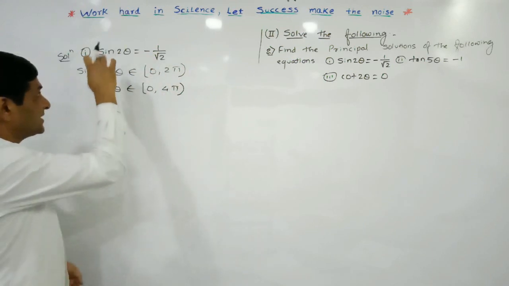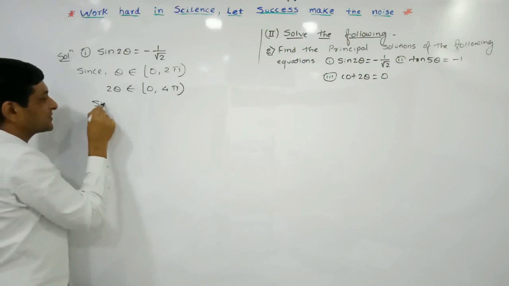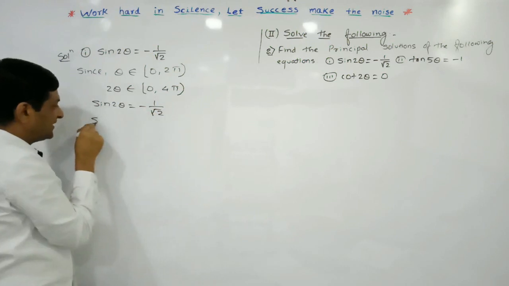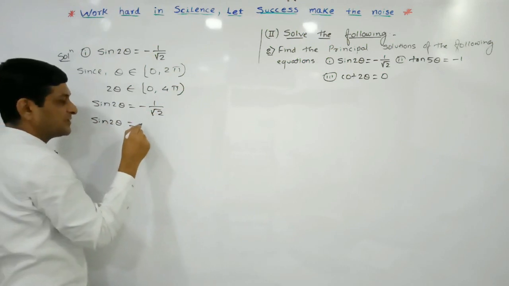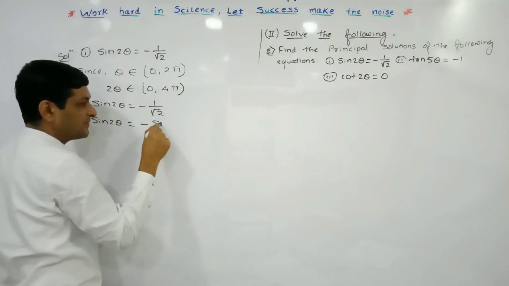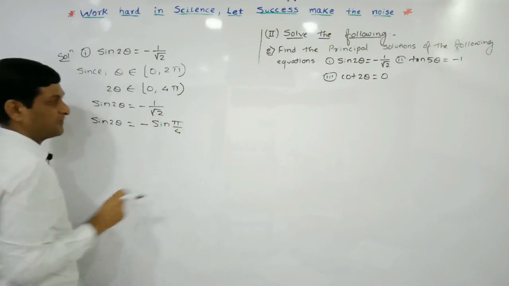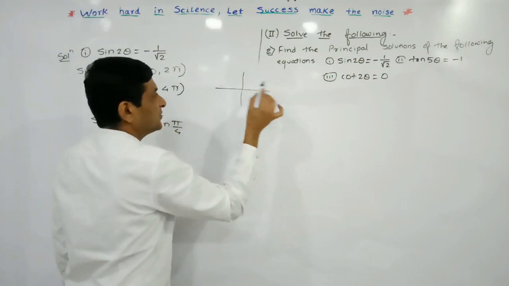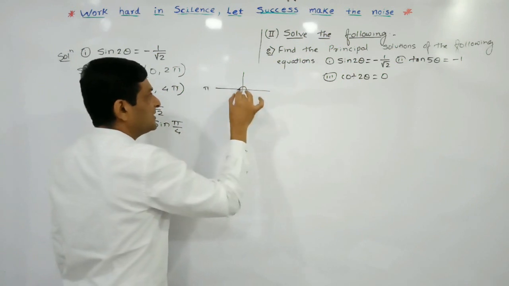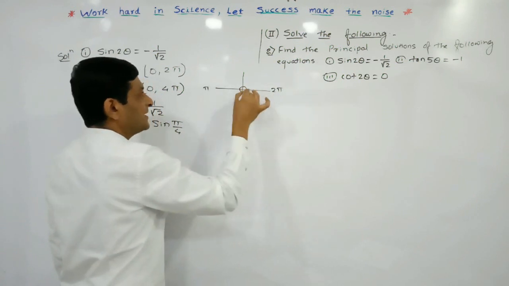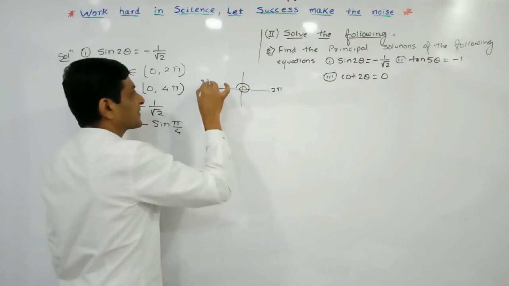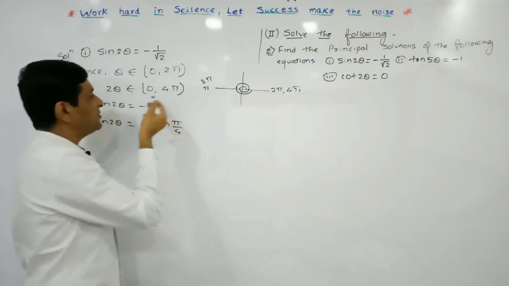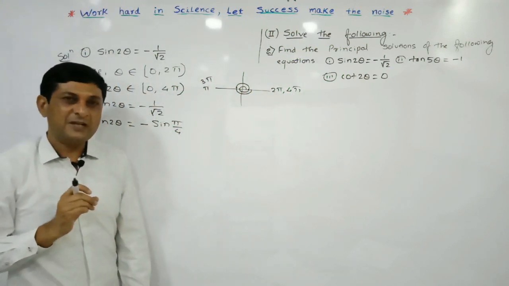So consider the given trigonometric equation sine 2 theta is equal to minus 1 by root 2. So sine 2 theta, keep it as it is, equals minus 1 by root 2, which is the value of sine 45, that means sine pi by 4. Now here we are finding such values which lie in the interval 0 to 2 pi. This will be pi. Again here one revolution gets complete, then 2 pi, then 3 pi, and lastly here we will get 4 pi.